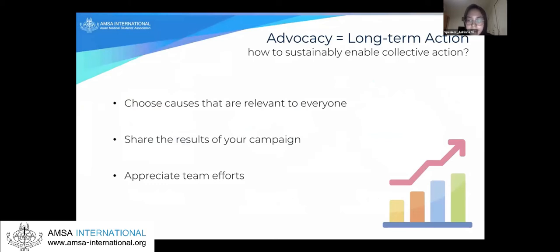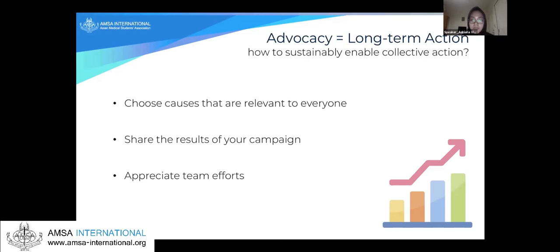And one last thing I would like to stress before going to the examples is that advocacy is a long-term action. And for that, you need to manage your people or your team well to ensure that you can sustainably get your team to advocate for the causes you are trying to bring. And for that, the tip is to choose causes that are relevant to everyone, because that way more people will be able to relate to the cause.